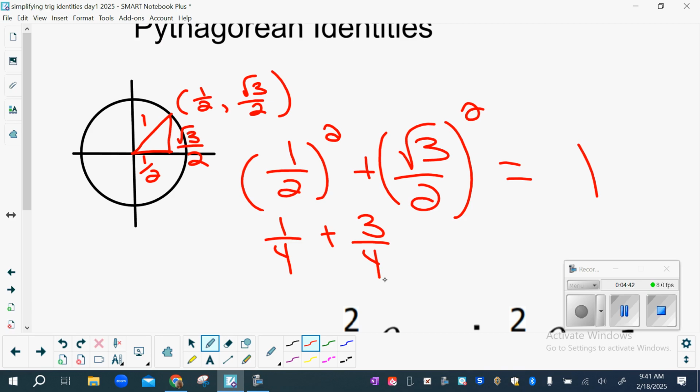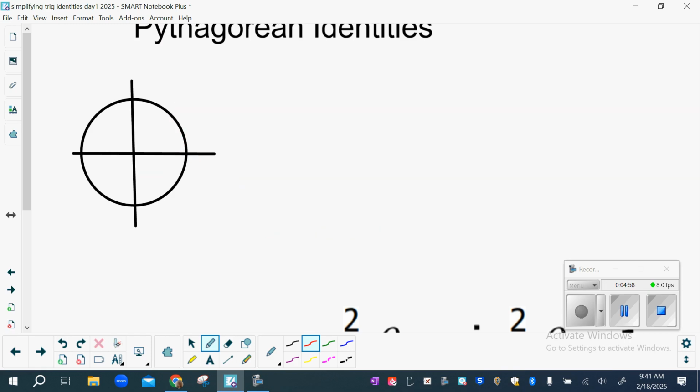1/4 plus 3/4 is 1. It worked. It totally worked. And as a matter of fact, every single point on the unit circle would work. So here's what we know. What we can say now is this. This point right here is cosine, comma sine. You guys know that. That's how we did it.